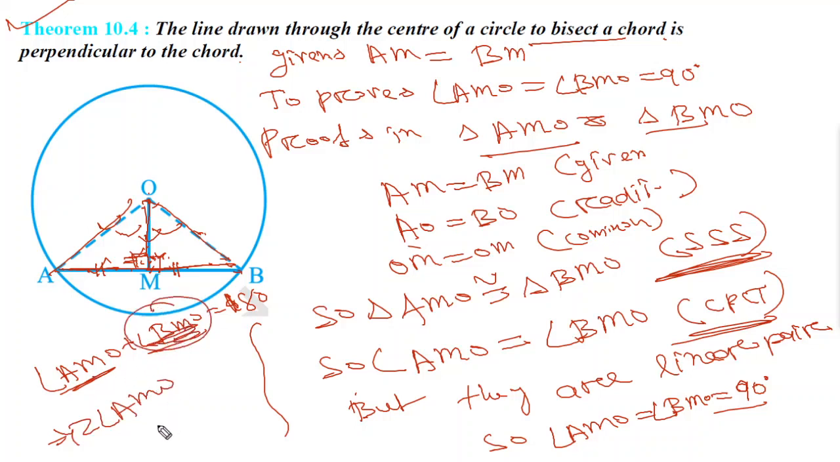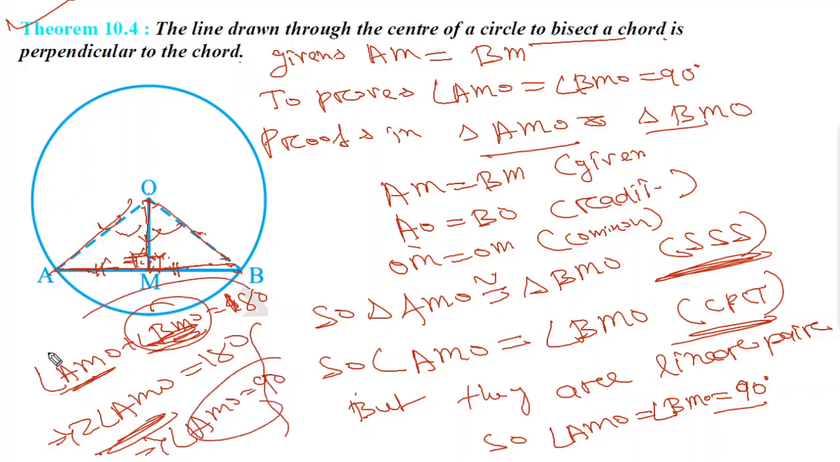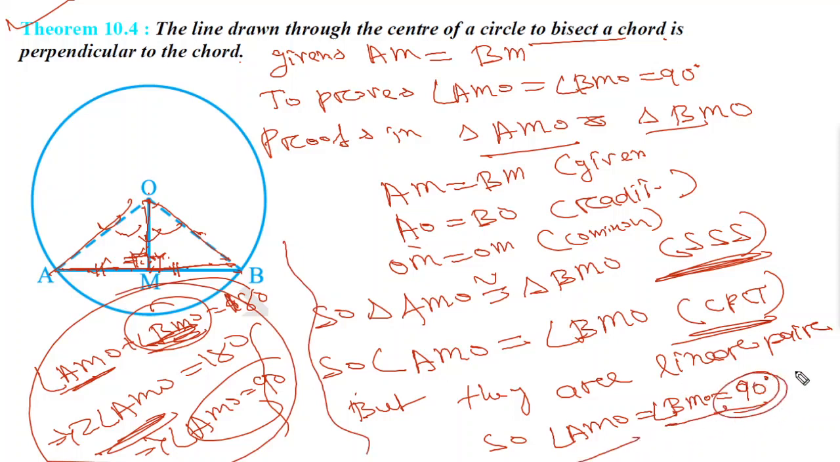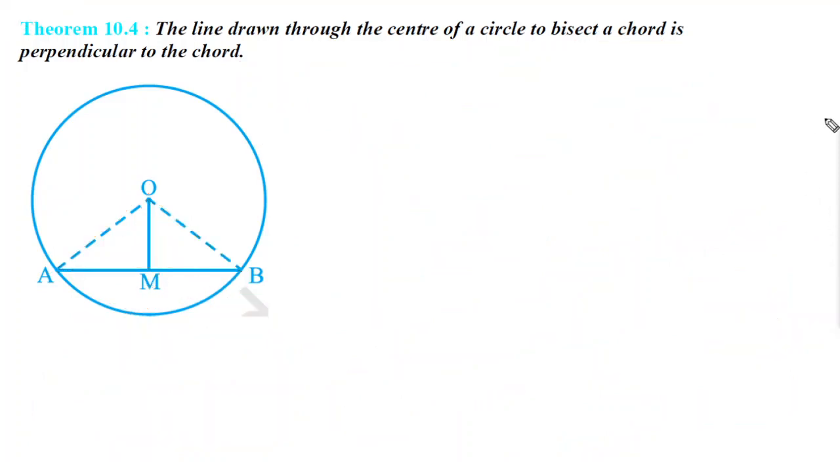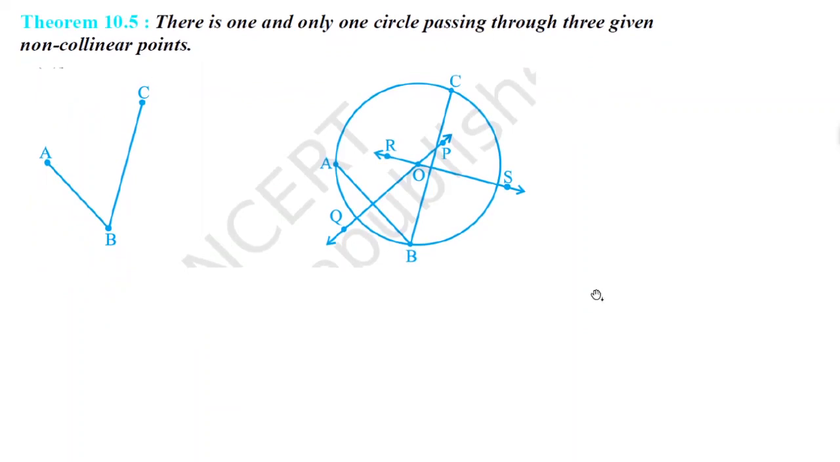Instead of BMO you can write AMO. So AMO plus AMO will be 2 AMO. 2 into angle AMO equal to 180 degrees. Implies that angle AMO equal to 180 by 2, that is 90 degrees. So this is your rough calculation. Okay, so in this way we have proved that angle AMO equal to angle BMO equal to 90 degrees. Now we will move to the next theorem, theorem 10.5.